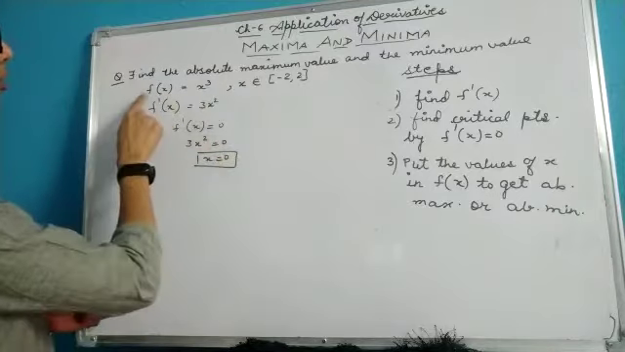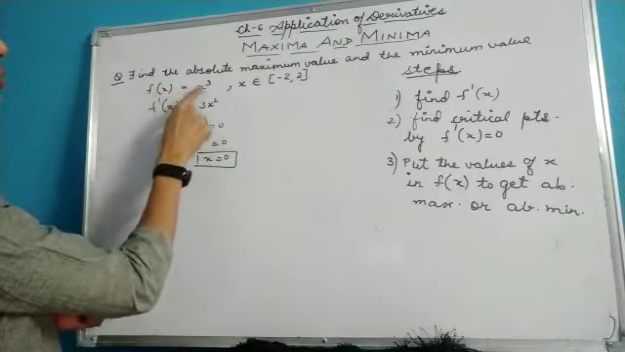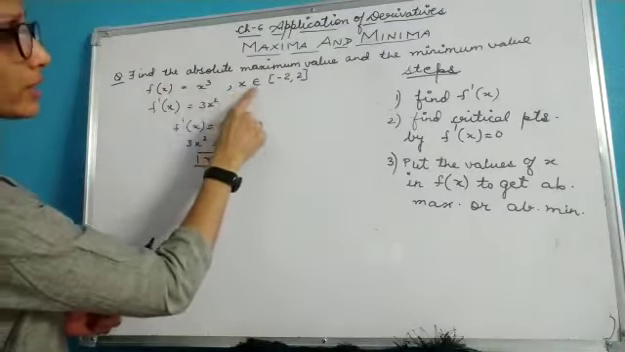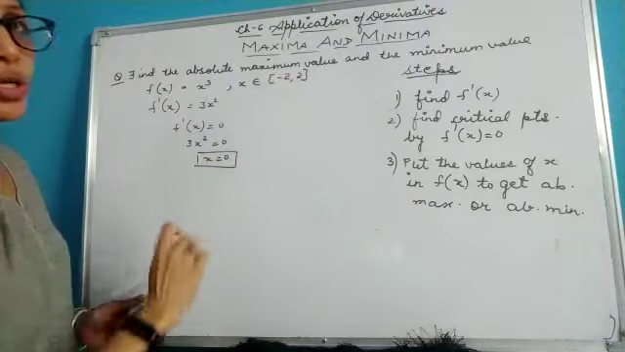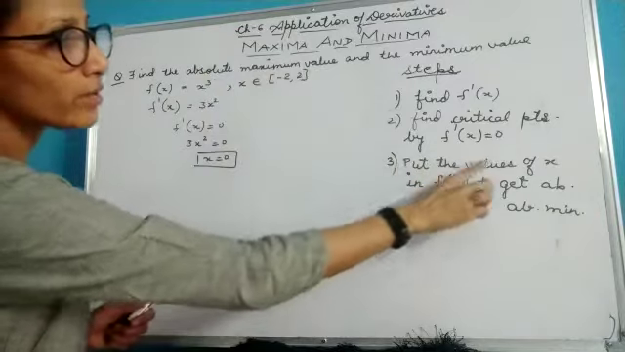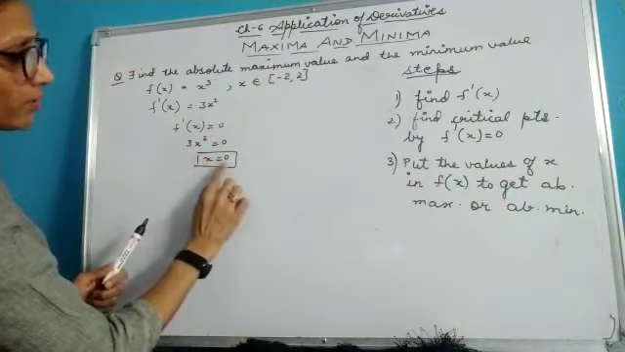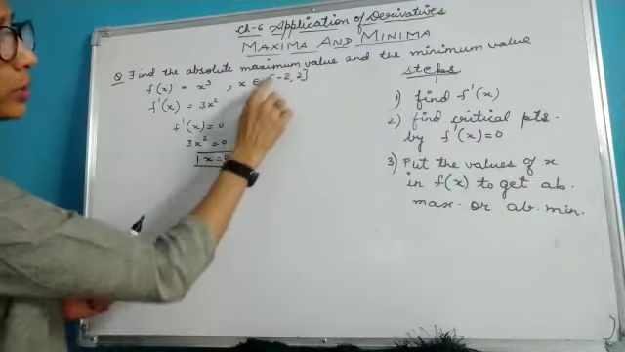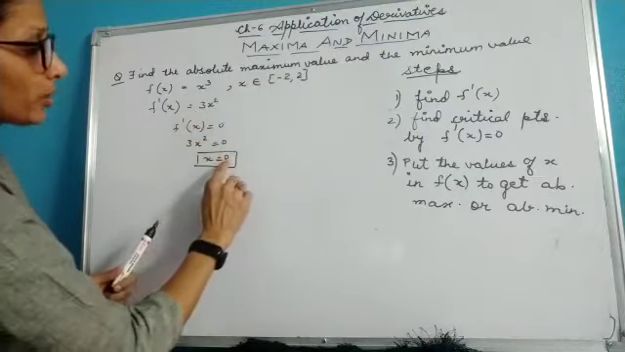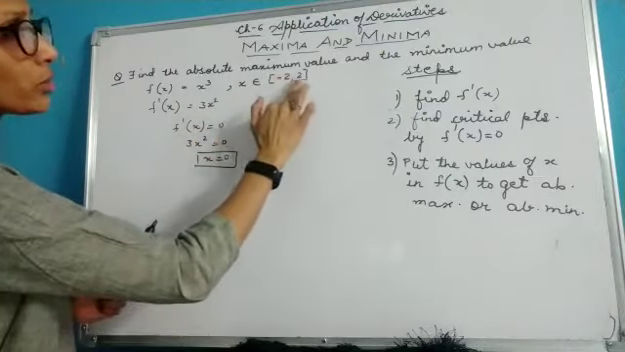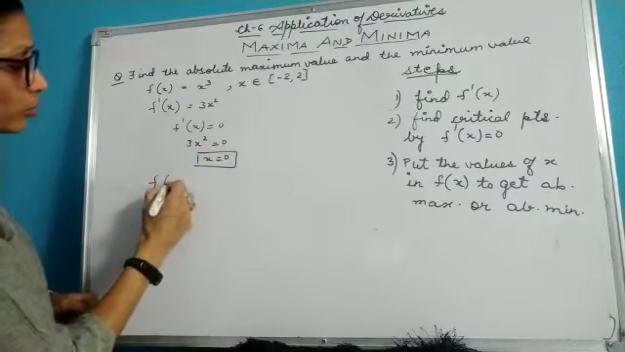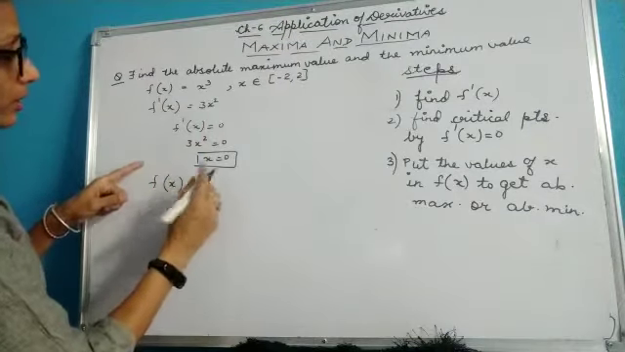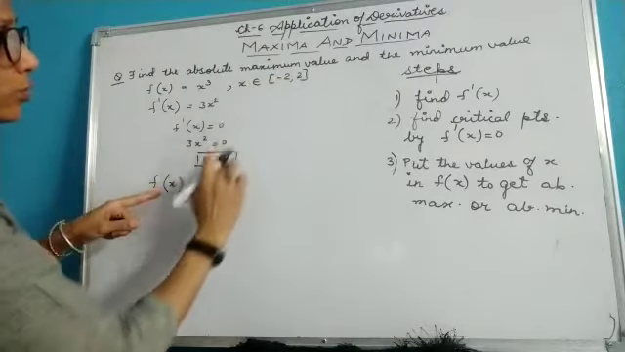Now children, here you are given with function f(x) equal to x cube, where x is an element of the closed interval minus 2 to 2. So third step is put the values of x. This is the critical point, or I can say the stationary point. So this is your stationary point, and these are again your stationary points. So I will find out my f(x) at minus 2, 2 and 0.